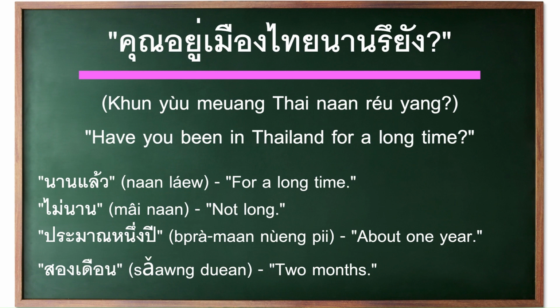ไม่นาน. Not long. Conversely, this reply is used if the duration has been brief. It quickly informs the inquirer that the stay has been relatively short, which can be sufficient in very casual interactions. And more detailed responses. ประมาณ 1 ปี. About 1 year. For those comfortable with sharing more specifics, this answer provides a clear time frame, which can help the other party gauge the depth of the respondent's experience in Thailand.